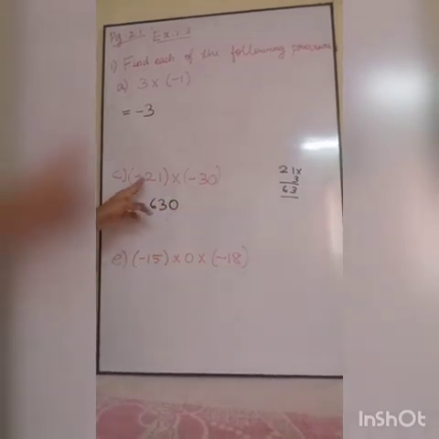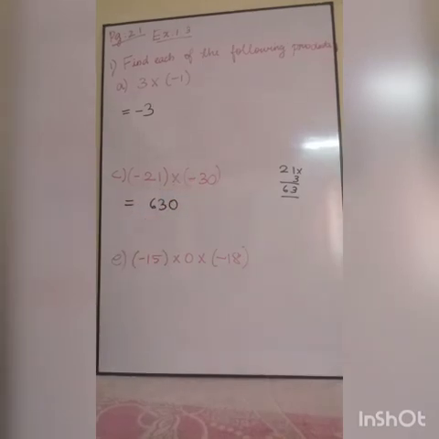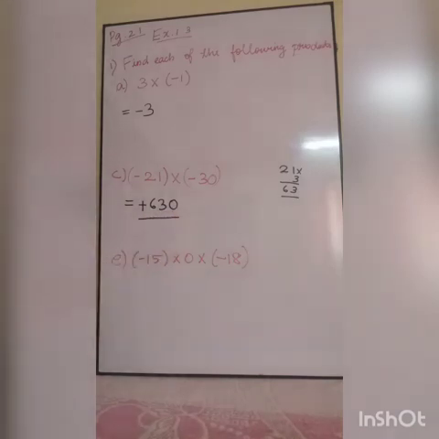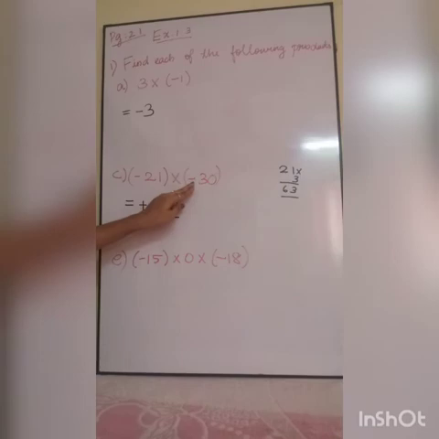630. 21 into 30 is 630. Minus into minus is plus, so the answer is 630. Understood how to write it?